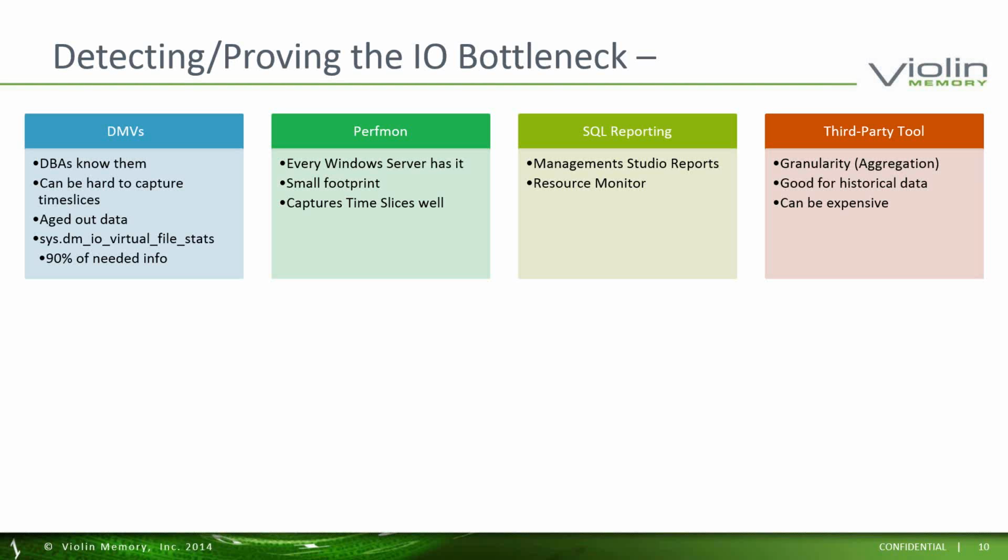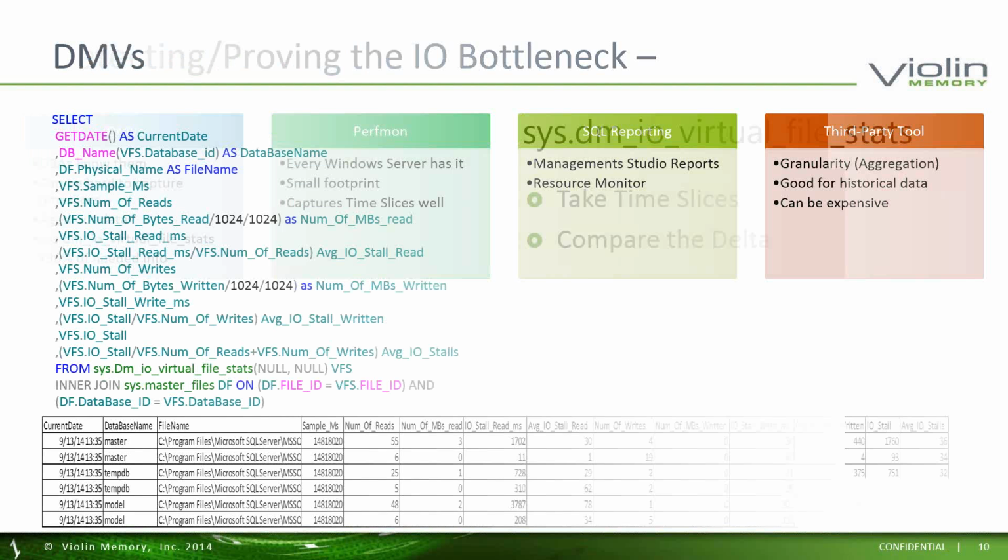Usually what I recommend to people is just running some perfmon or some DMV queries, and that's what I'm going to focus on now. So, DMVs. Now this is a very busy screen. I threw up a typical query from your virtual file stats. When you're running your test to prove it, you need to take those time slices because it is cumulative data, and you want to compare the delta.